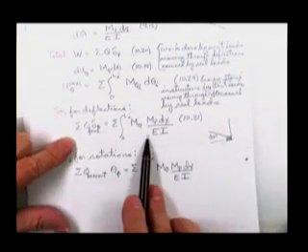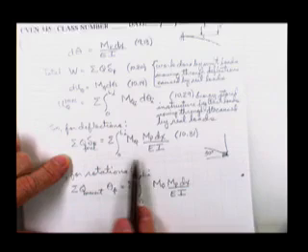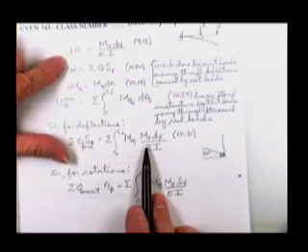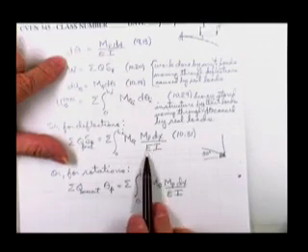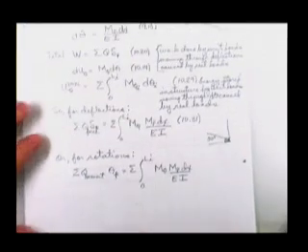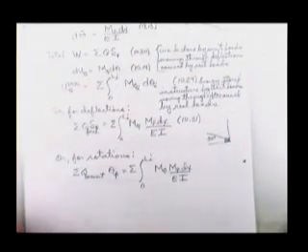Setting that work done to that energy stored, substituting m sub q, you get m sub p dx over EI times m sub q. And basically this is what we're asking you to do.